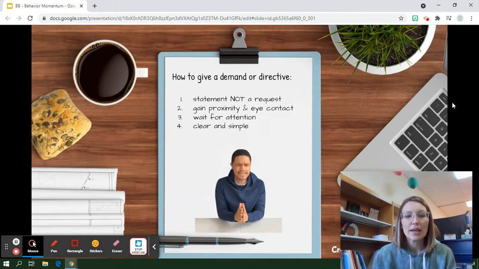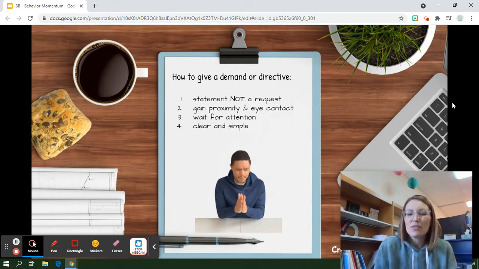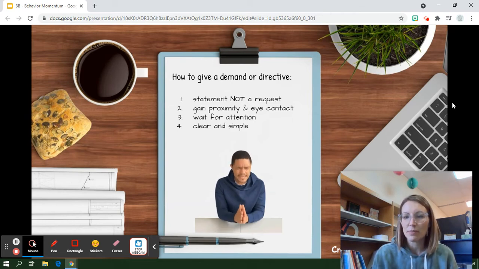So when teachers say, "Can everyone please get out their books?" The way that you asked that was with a can. So you're requesting, you're asking if they will. So if a student says, "No, I can't," you're kind of stuck. So when you give a demand or a directive in your classroom, it should sound more like a statement. "Take out your books, please."